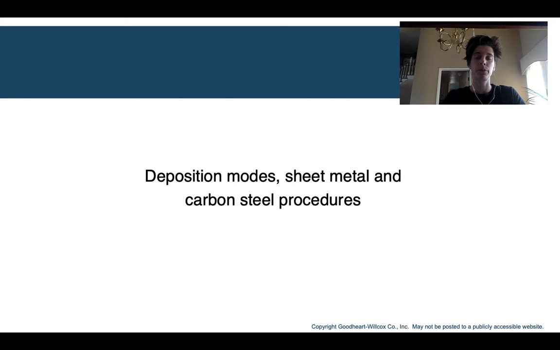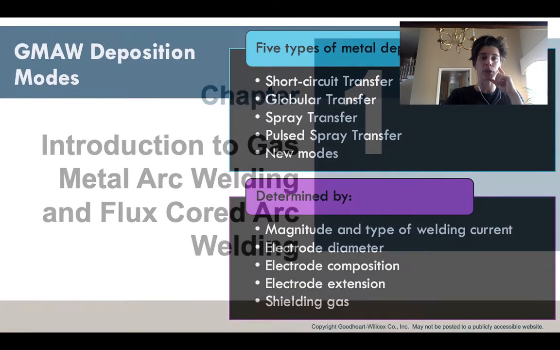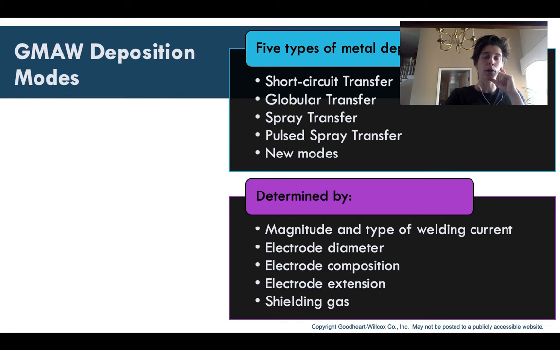So we're going to talk deposition modes and we're going to talk about specific procedures for carbon steel and sheet metal. So if you're following along in your book, this is going to be in chapter 1. First we're going to talk about a couple of vocabulary words, I guess. This is something that I think I brought up briefly either in person or in one of my other lectures.